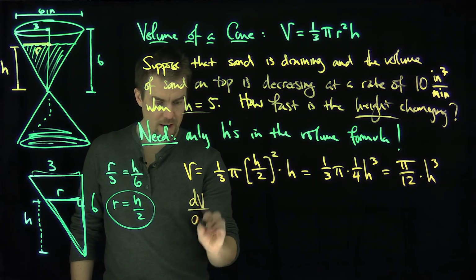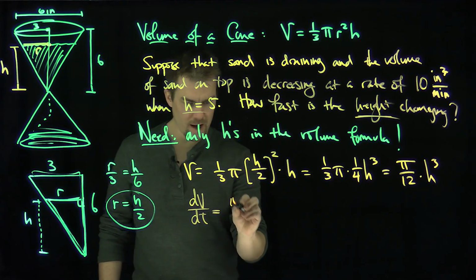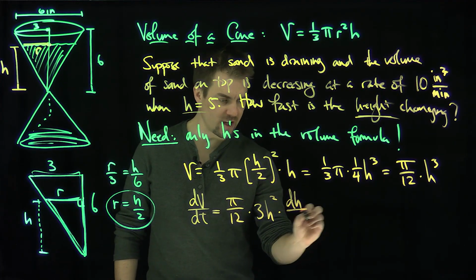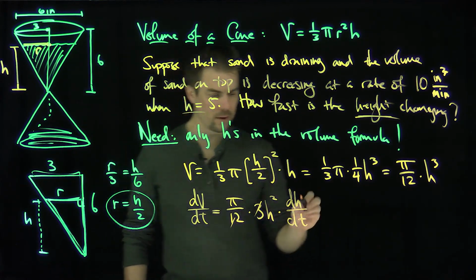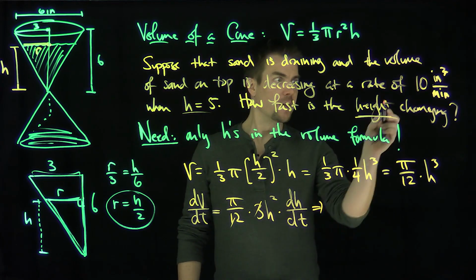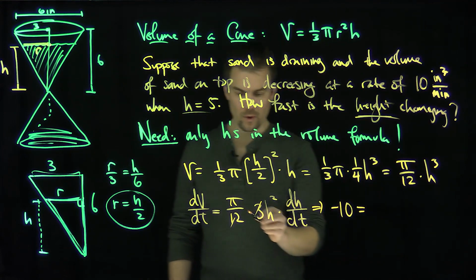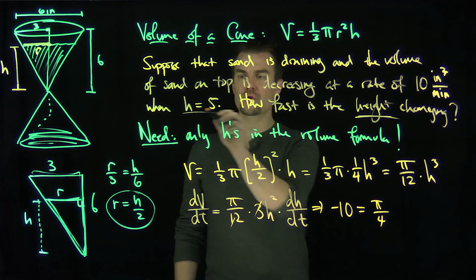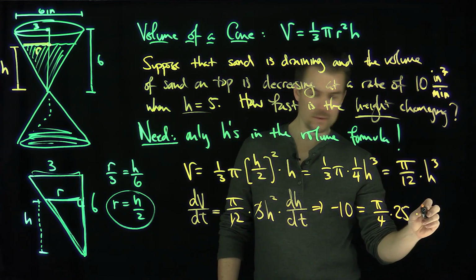So dV/dt is what? Bring that 3 down, it's going to be pi over 12 times 3h squared times dh/dt by implicit differentiation. Okay? So the 3 and the 12 are going to turn into a 4. And I have h equal to 5, so I'm going to plug in h equals 5 over here. So I know now that negative 10, because it's decreasing, is equal to pi over 4, and then h squared is going to be 25, times dh/dt.